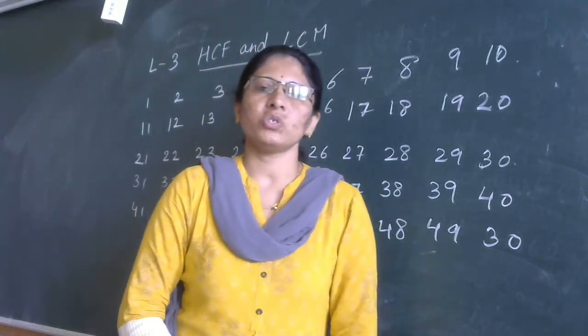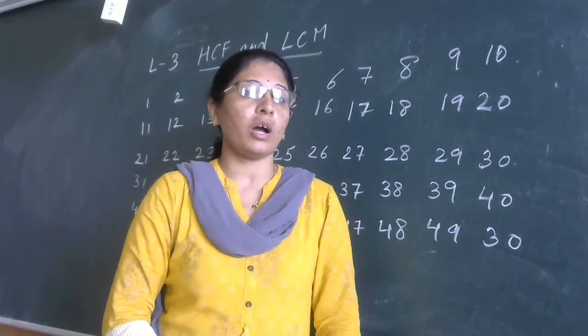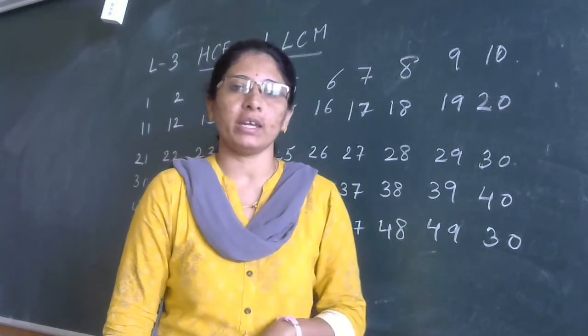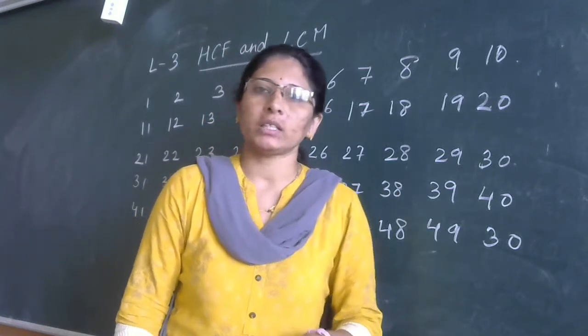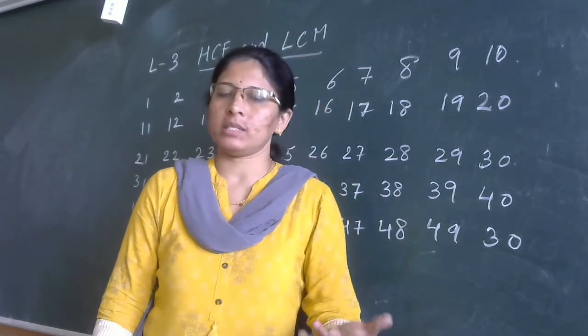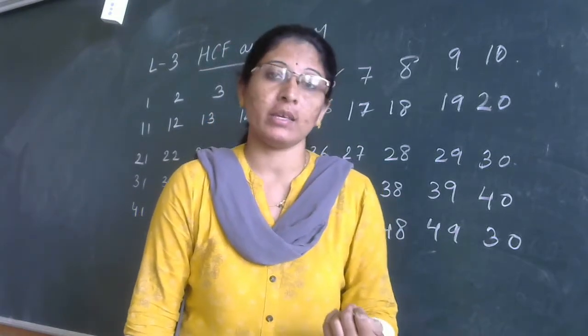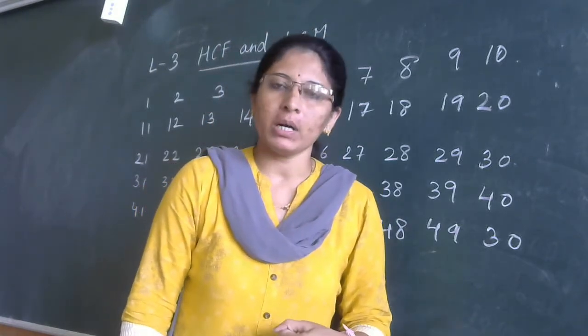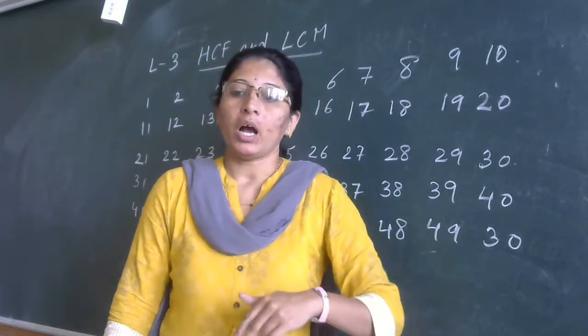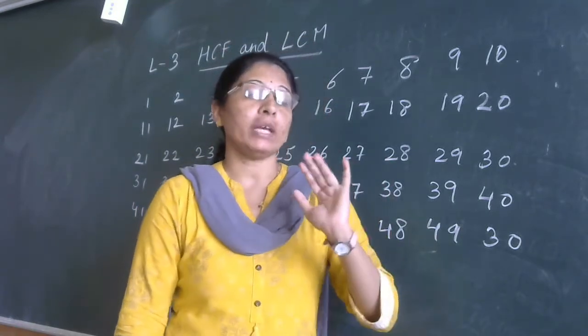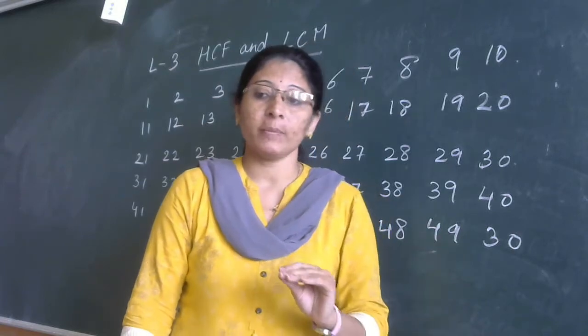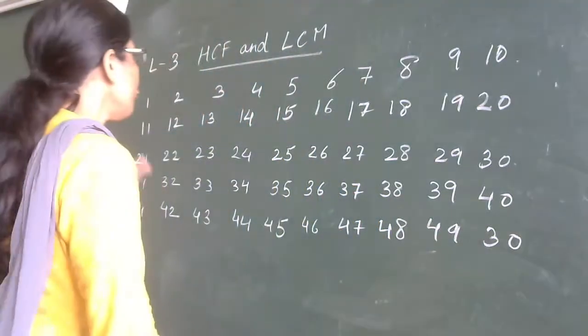Good morning, students. In our previous class, in lesson 3 HCF and LCM, we saw about factors and multiples, what we mean by factors and multiples and their properties, and also prime numbers and composite numbers. Now we will see how we can find the prime numbers between 1 to 50.